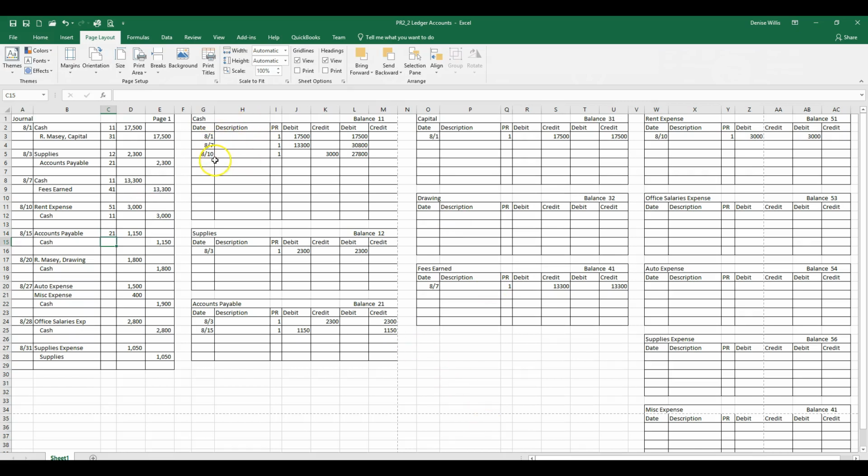Okay, now we're back to cash. Cash on 8/15. From page 1, we're going to give a credit of 1150. Okay, and that's a reduction again. We had $27,800 in cash. We're taking out $1150. Our new debit balance in cash is $26,650. And I move my 11 over here to show that I posted that number.